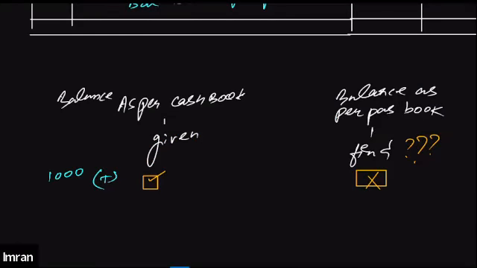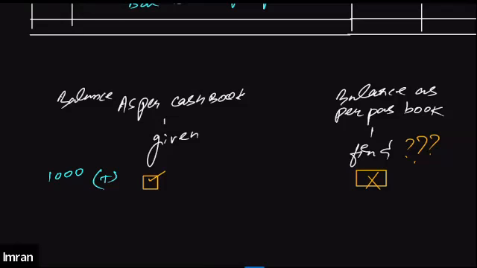Now to rectify the problem, what are we required to do? Should we add 1000 in the cash book or should I subtract 1000 out of the cash book? We have to add. Subtract. Yeah, we will be subtracting that.